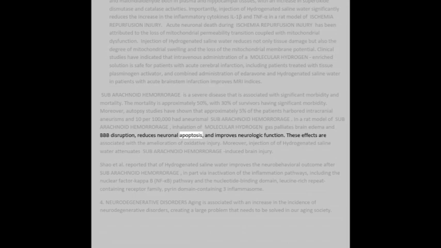reduces neuronal apoptosis, and improves neurologic function. These effects are associated with the amelioration of oxidative injury. Moreover, injection of hydrogenated saline water attenuates subarachnoid hemorrhage-induced brain injury. Shao et al. reported that hydrogenated saline water improves the neurobehavioral outcome after subarachnoid hemorrhage, in part via inactivation of the inflammation pathways, including the nuclear factor kappa B, NF-κB, pathway and the nucleotide binding domain, leucine-rich repeat-containing receptor family, pyrin domain-containing 3 inflammasome.